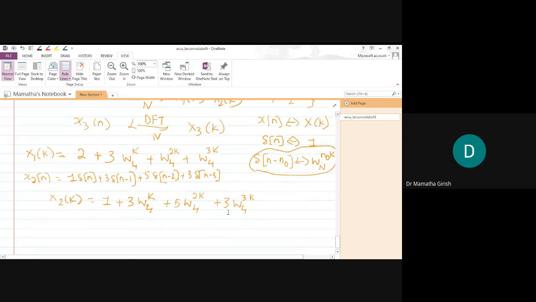Now I've got x1 of k and x2 of k. What does the rule say? What is x3 of k now? X3 of k is nothing but x1 of k multiplied by x2 of k. If there is no doubt till now, I'll proceed to the next step. Any doubts you can ask me. Any doubts, students?